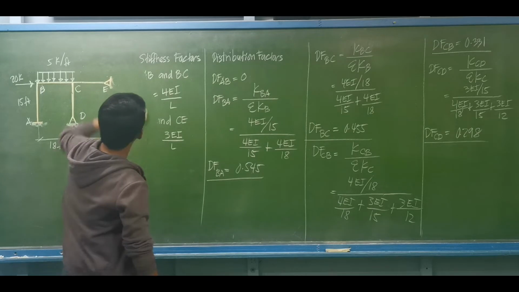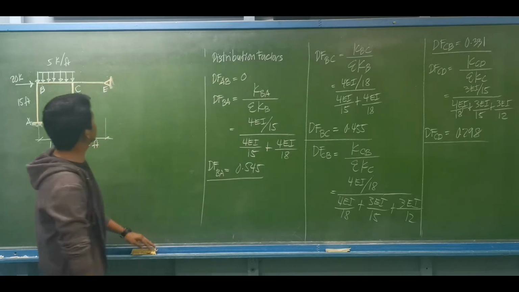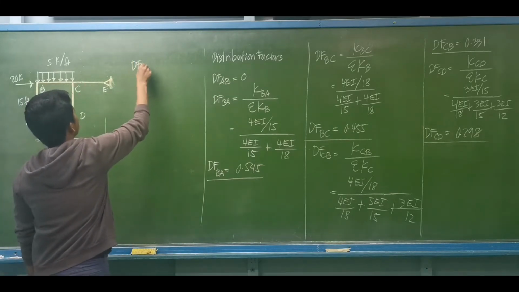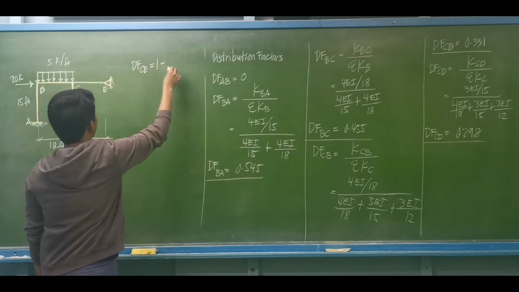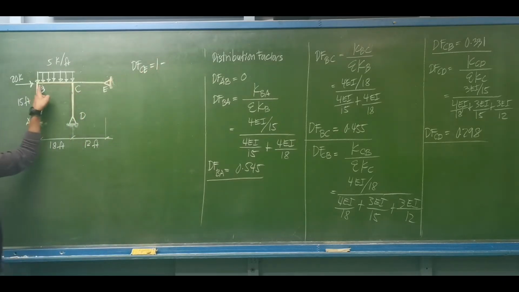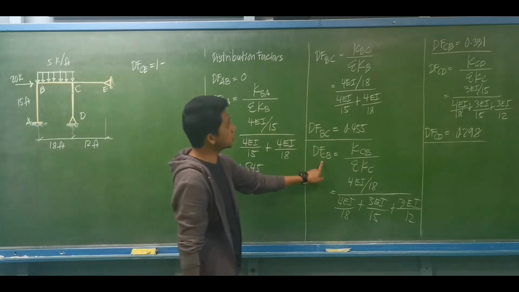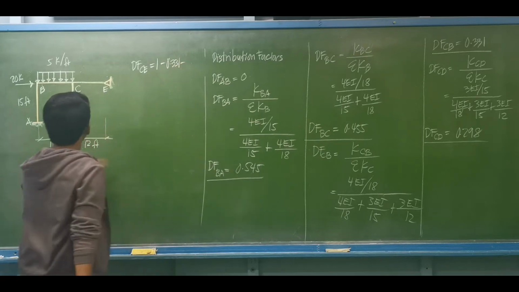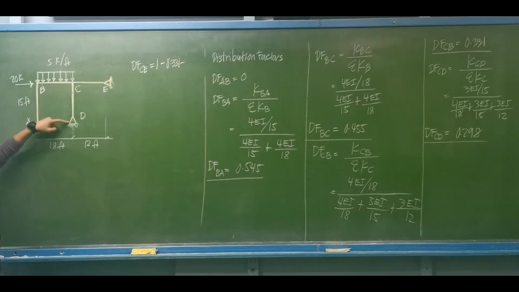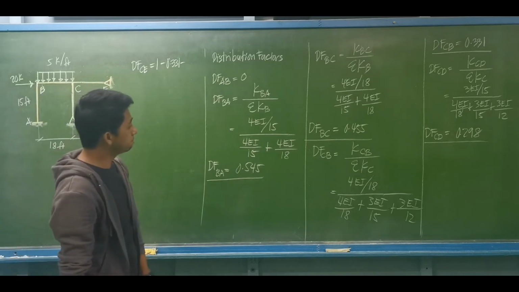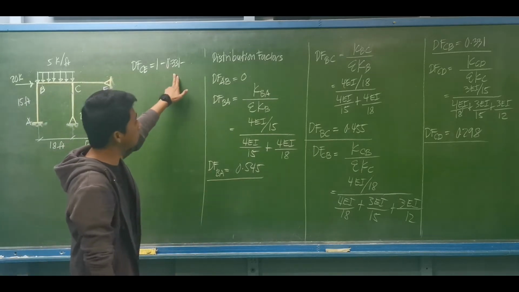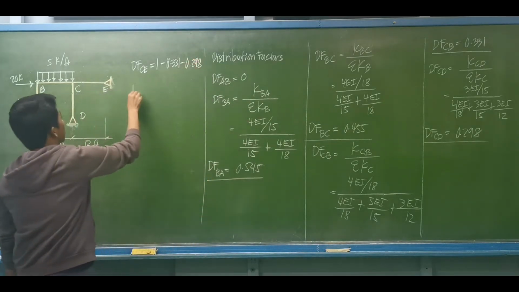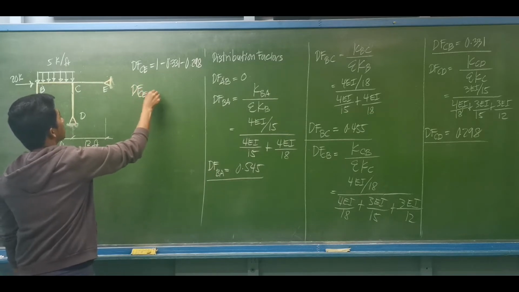And lastly, we may compute the distribution factor for member CE. We said a while ago that the summation of the distribution factors for a given joint is always equal to 1. So we can have the distribution factor for member CE as 1 minus the distribution factor for member CB, which is 0.331, minus the other member connected to joint C, CD, which is 0.298. So we have the distribution factor for span CE.